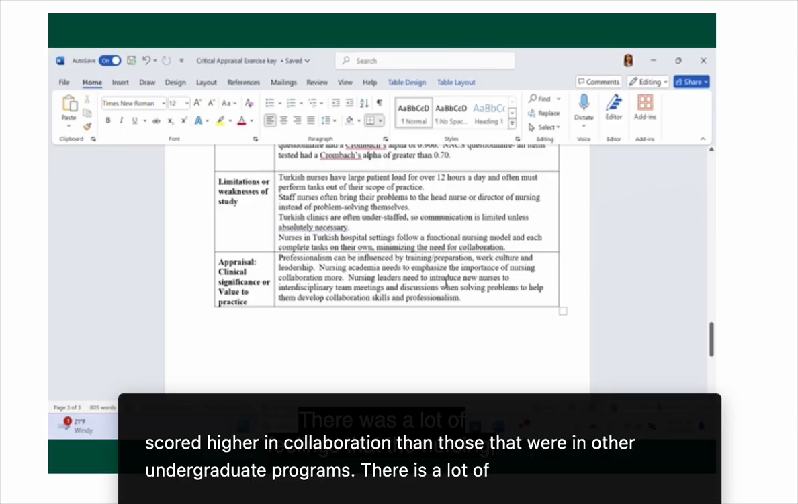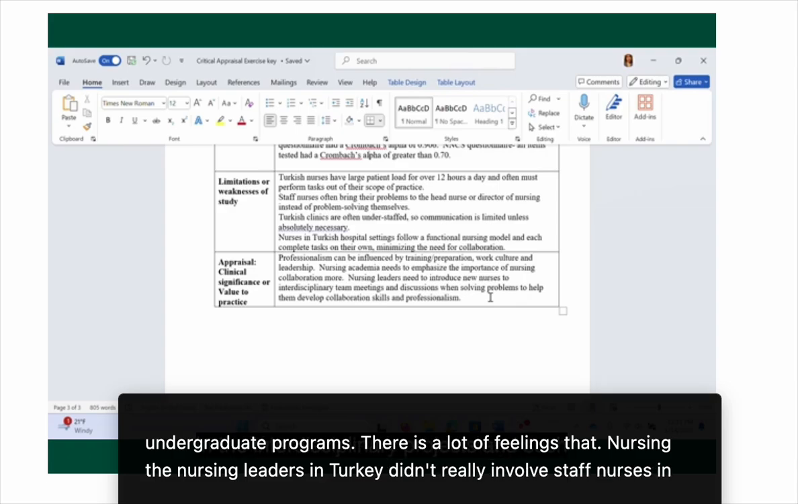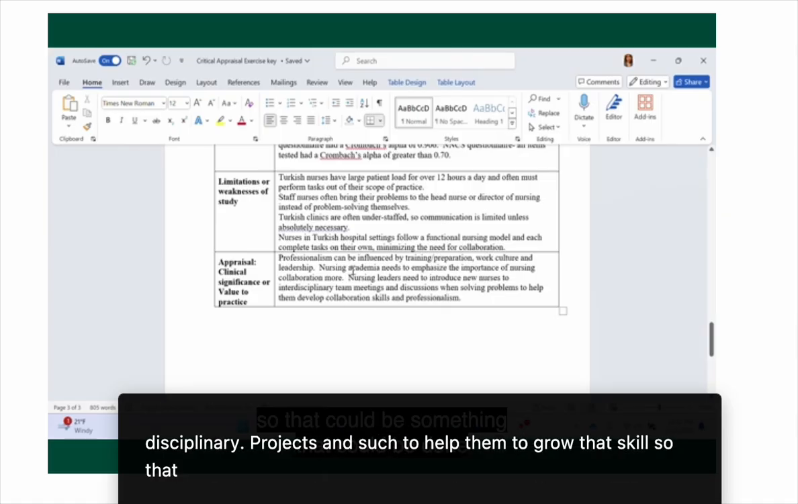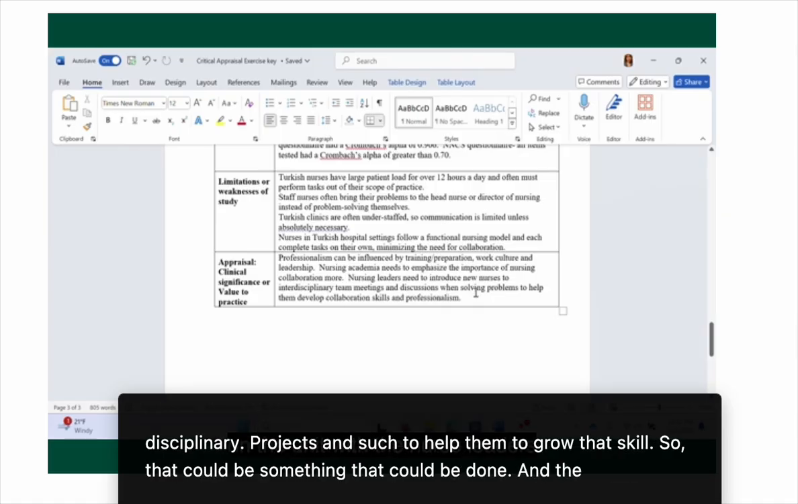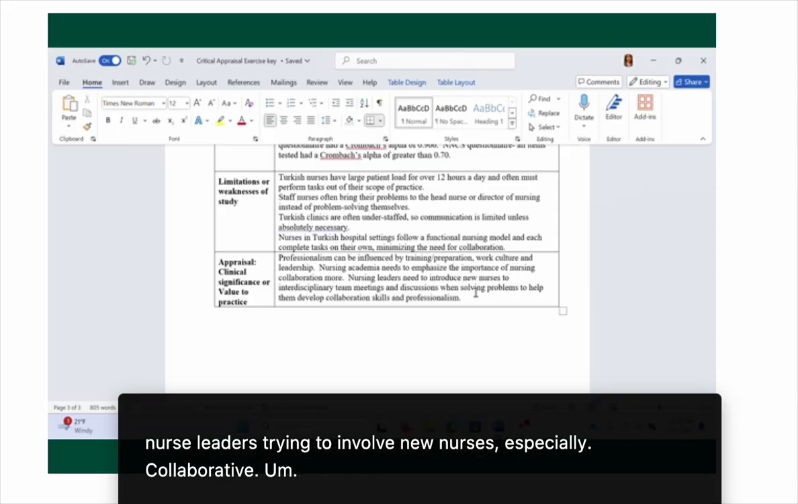There was a lot of feelings that the nurse recruiters in Turkey didn't really involve staff nurses in the interdisciplinary teams to actually help them to grow that skill. So that could be something that could be done on the unit with the nurse leaders, trying to involve new nurses especially into collaborative settings. So that's what I pulled out of this.